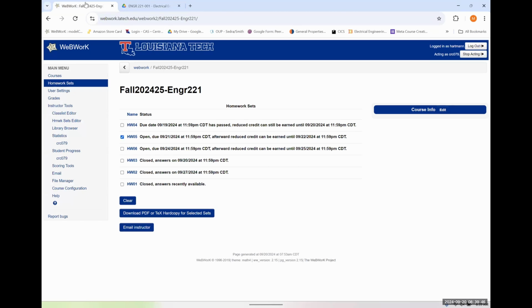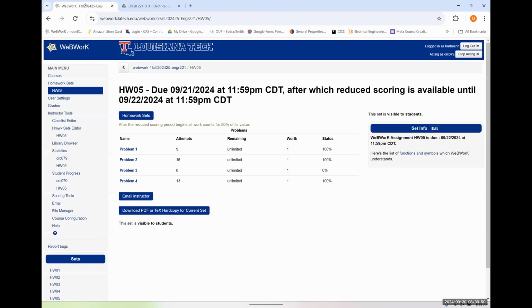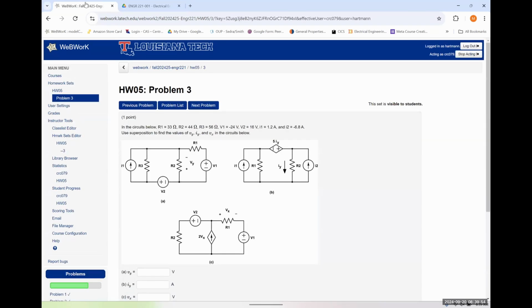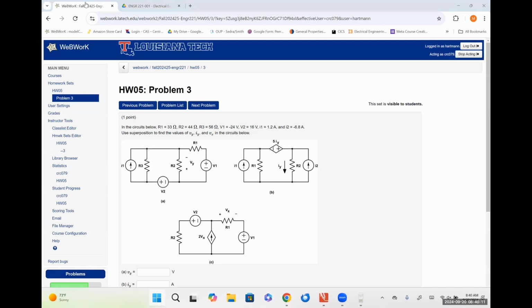So we were looking at homework 5. And if I'm remembering correctly, we were looking at problem 3. Actually, it looks like all of these have voltage sources. So we need to figure out how to take into account what happens when we have a voltage source. So we'll circle back around and knock one of these out towards the end.